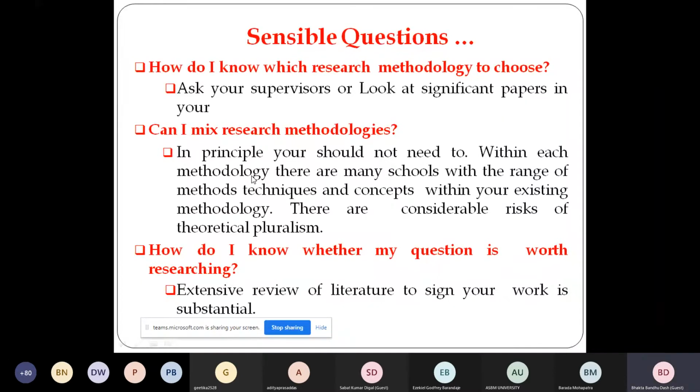Why are you really confused? Because different researchers have used different types of methodology. You are confused, saying which methodology is really important and pertinent considering your issues. So ultimately, the focus is how you can establish the research methodology for yourself.